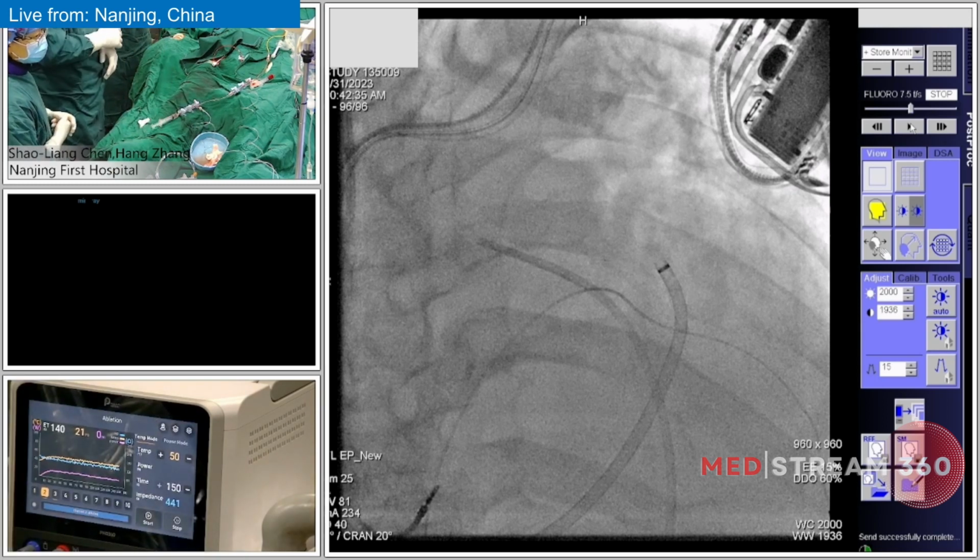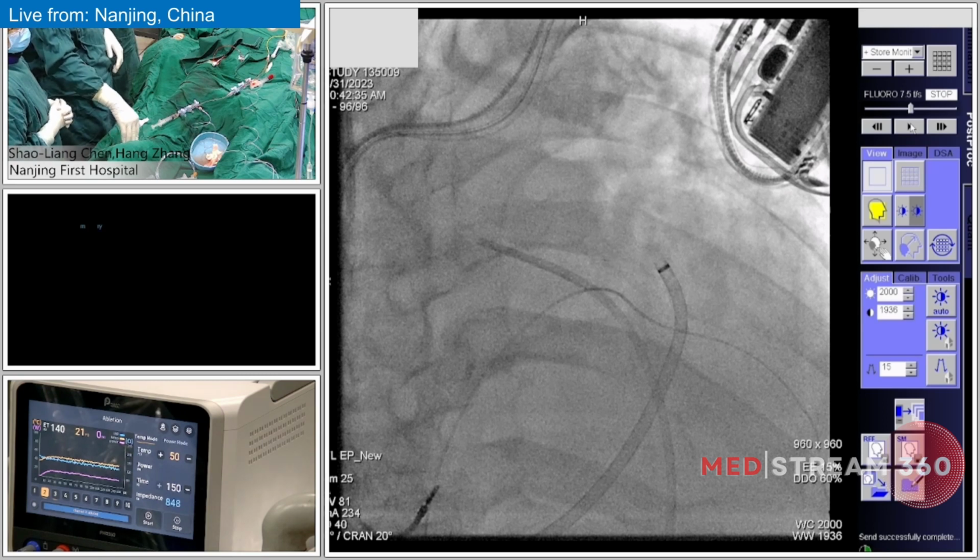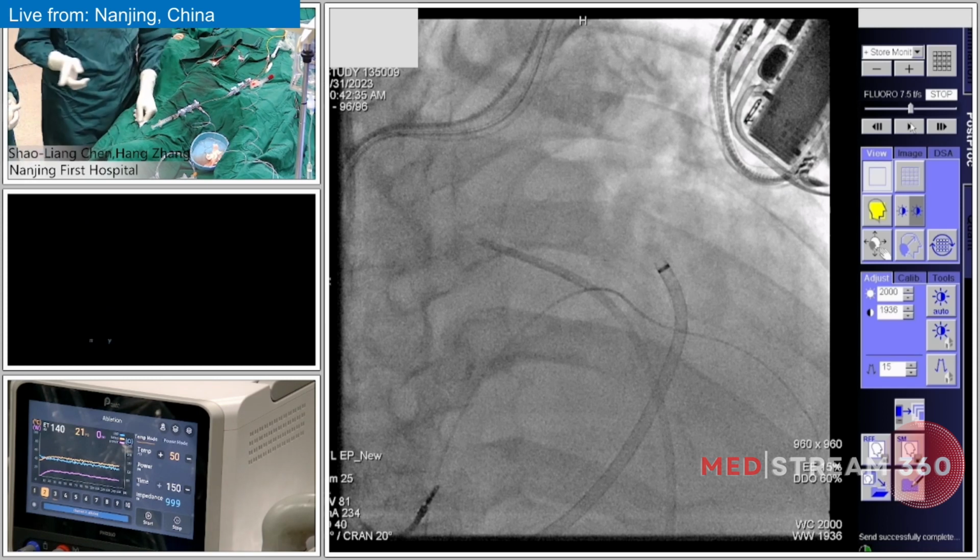How much is the pressure? I feel it's reduced much more, right? Yes. Before the procedure, mean pressure is 47. Right now it varies from 42 to 45. But significantly, the systolic pressure decreased much more. How much is the systolic pressure before the procedure?